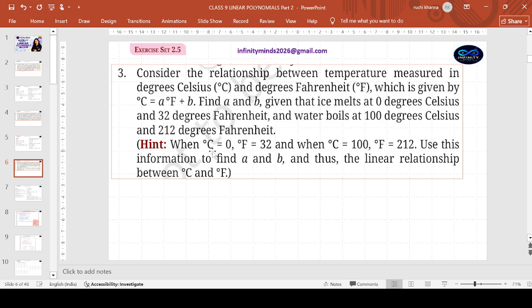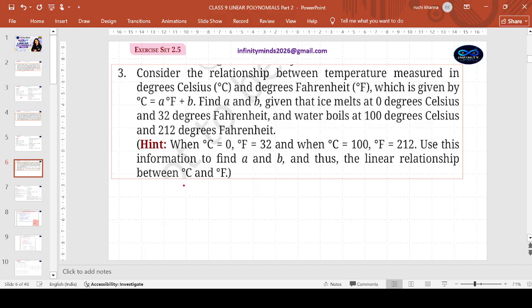Which are always provided. They help you the most, yes, they are provided in the text, but in tests don't expect teachers to give you hints. When degree Celsius is 0, Fahrenheit is 32. When degree Celsius is 100, Fahrenheit is 212. Use this information to find A and B, and thus the linear relationship between degree Celsius and Fahrenheit.